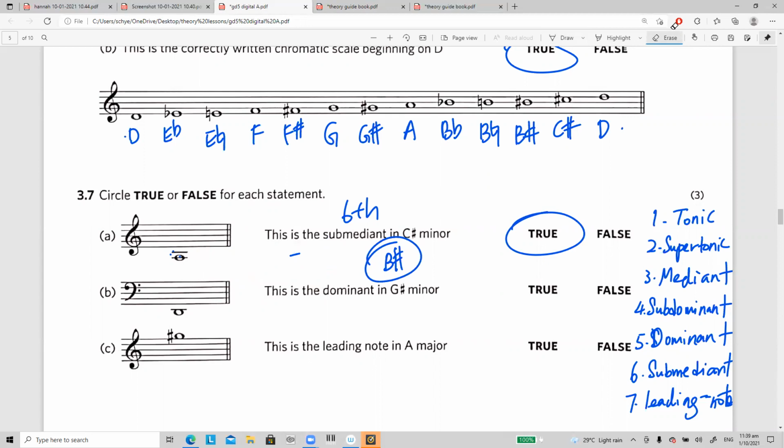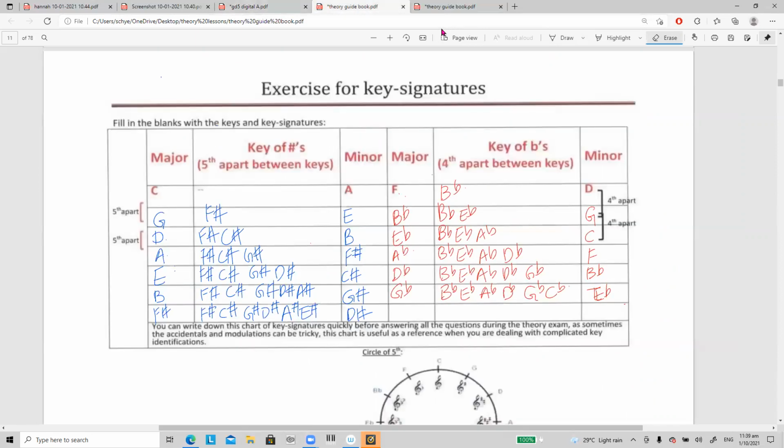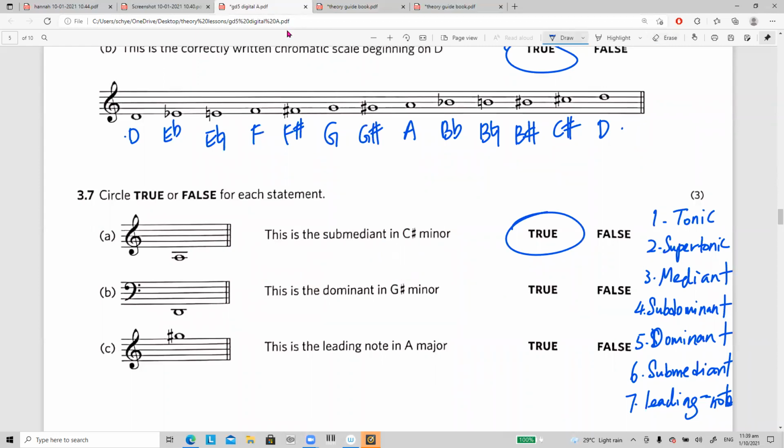Next one is G sharp minor. Let's find out what key signature you have in G sharp minor. G sharp minor is over here. There are 5 sharps: F, C, G, D, A sharp. If it's a minor key, usually the 7th note needs to be raised. So the 7th note of G sharp minor is F double sharp, because it has F sharp in the key signature and you raise the 7th note.